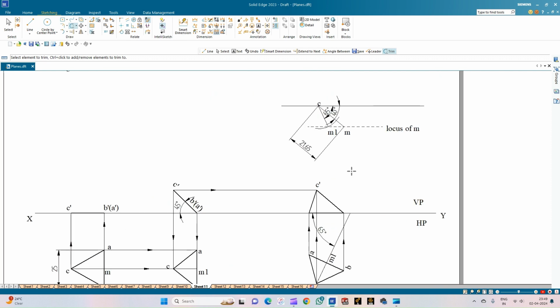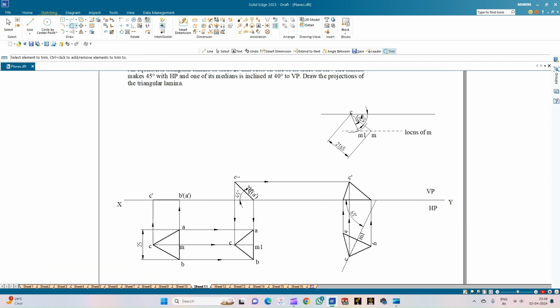It is better we show the construction of the beta angle in a distinct position so that there are no confusions, and try avoiding the construction of the beta angle in this position itself. So with this we complete the computer drafting of an equilateral triangular plane resting on one of its edges on the HP and one of its medians inclined to the VP at an angle of 40 degrees. Thank you all for watching.